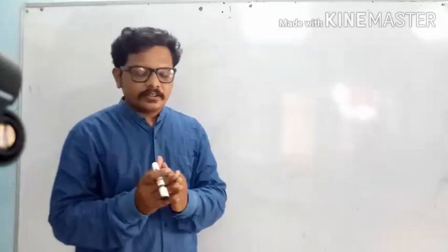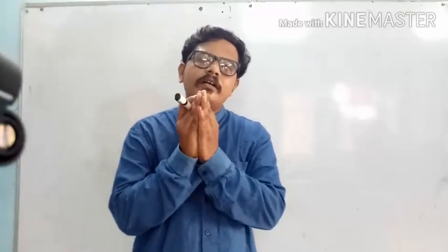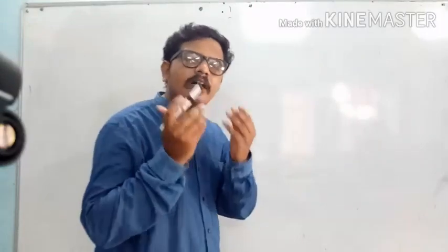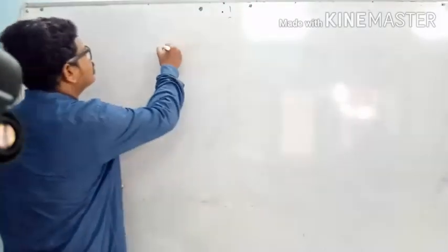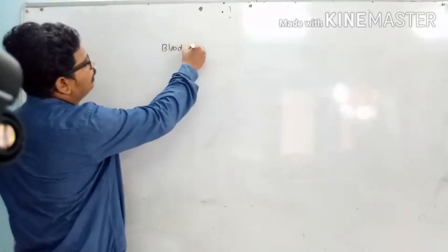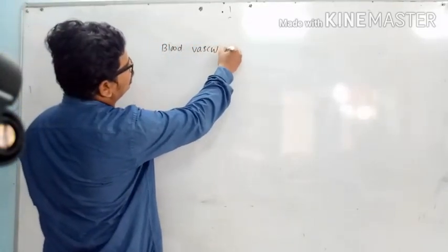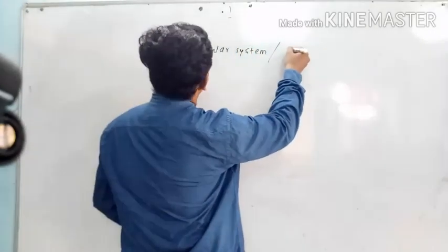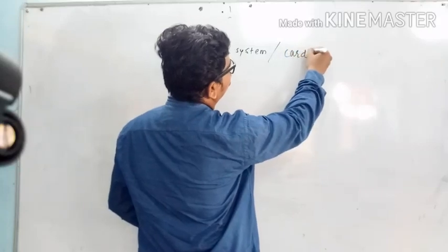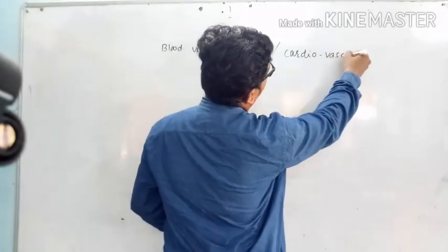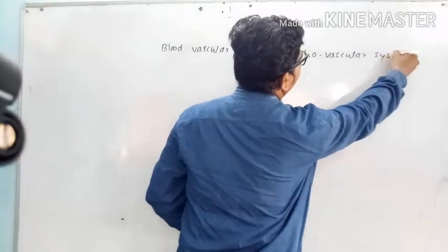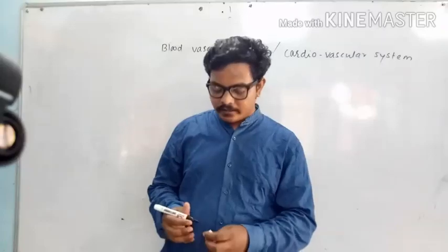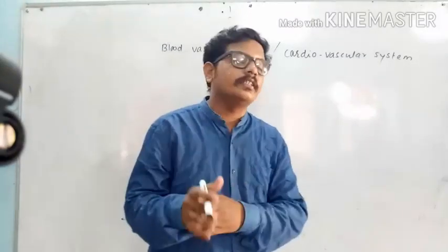So this system, which is mainly concerned with the transportation of the different substances present in our body, is called the blood vascular system. It is called the blood vascular system, or this system is also called the cardiovascular system. Cardiovascular system, or also called the blood vascular system, also called the circulatory system.